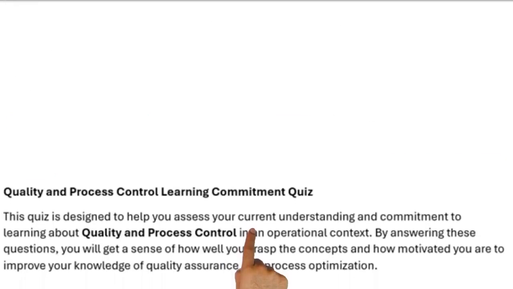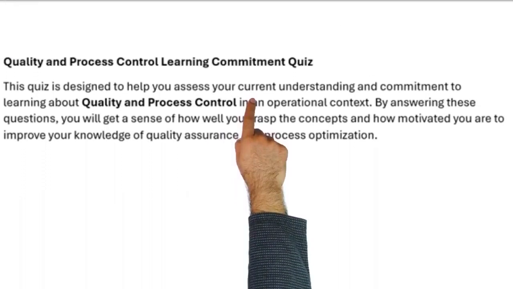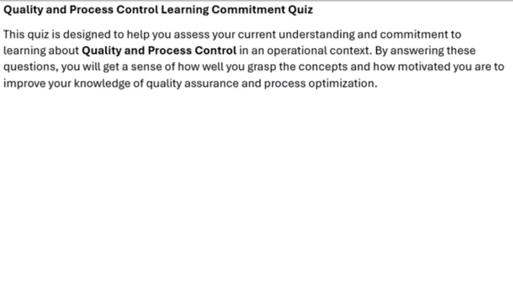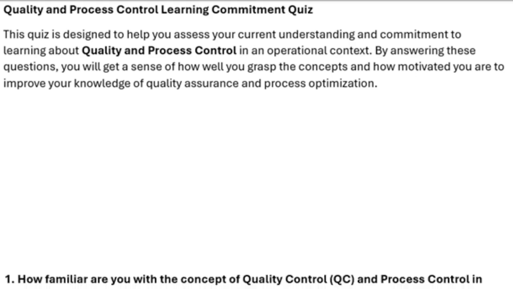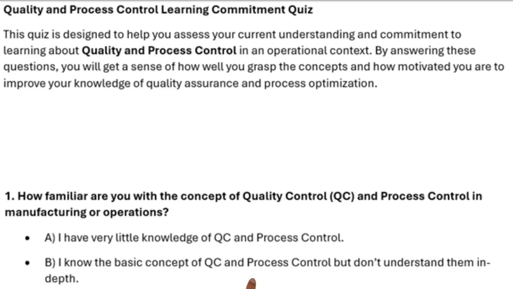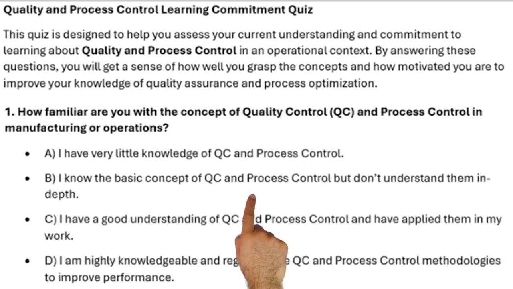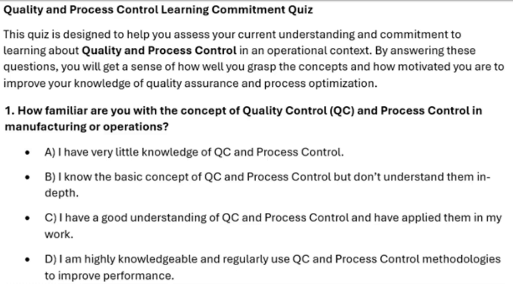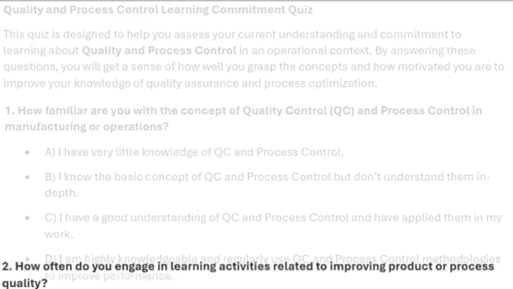This quiz is designed to help you assess your current understanding and commitment to learning about quality and process control in an operational context. By answering these questions, you will get a sense of how well you grasp the concepts and how motivated you are to improve your knowledge of quality assurance and process optimization. 1. How familiar are you with the concept of quality control and process control in manufacturing or operations? A. I have very little knowledge of QC and process control. B. I know the basic concept of QC and process control.